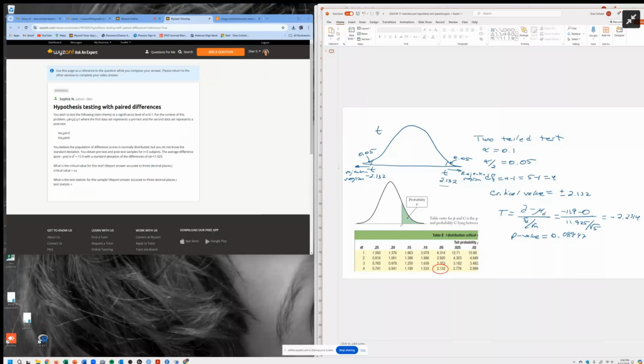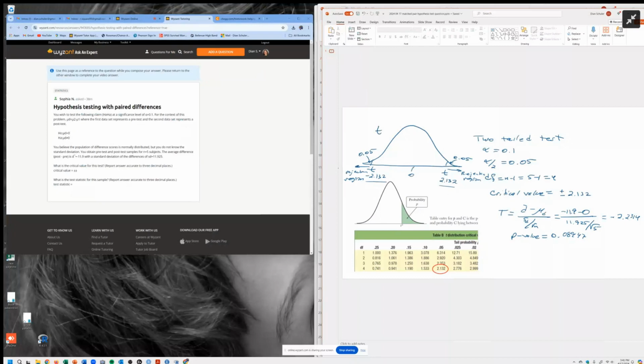So that gives us this 2.132, but then we have to include the negative one also because it's symmetric around 0. So the critical value is plus or minus 2.132. And then the test statistic t is d bar, so the average d, minus the mean under H naught of d, divided by the standard deviation of the differences over the square root of n.